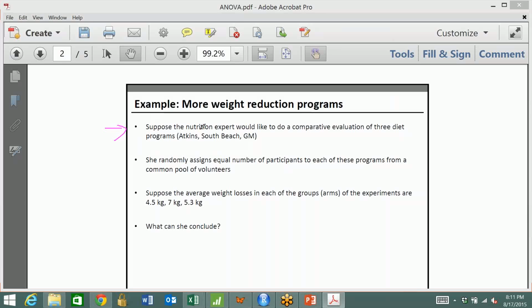Suppose there is a nutrition expert who would like to do a comparative evaluation of 3 diet programs. Here are the 3 diet programs. You have Atkins, South Beach, and GM. The nutrition expert has, say, 60 people who have enrolled in that particular institute to become slim. She randomly assigns an equal number of participants to each of the 3 programs from a common pool of volunteers. That means if you have 60, I'm going to assign 20 of them randomly.